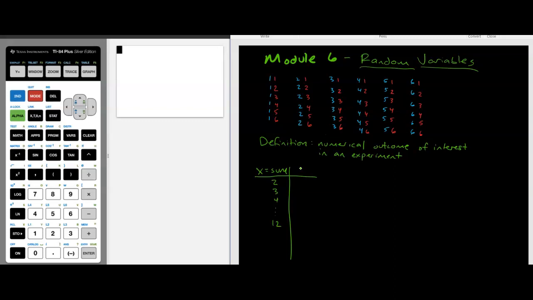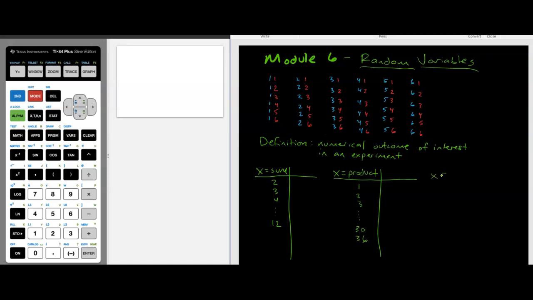Now, one of the things that we might also be interested in is maybe not the sum, maybe we're interested in the product of these two values from the red and blue die. And in that case, the product would be our random variable, our numerical outcome of interest in our experiment. And the products would range from 1 to 2 to 3. And you can see that our products would go all the way up to, looks like we'd have a product of 30, we'd have a product of 36. And so those would be some of the higher products.